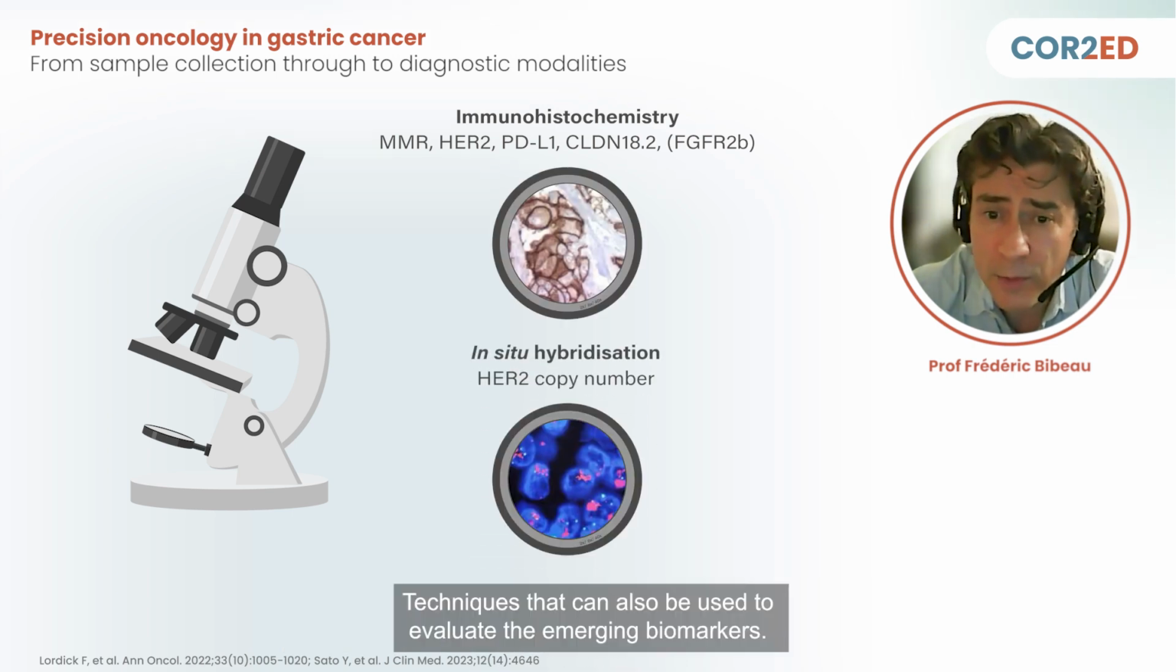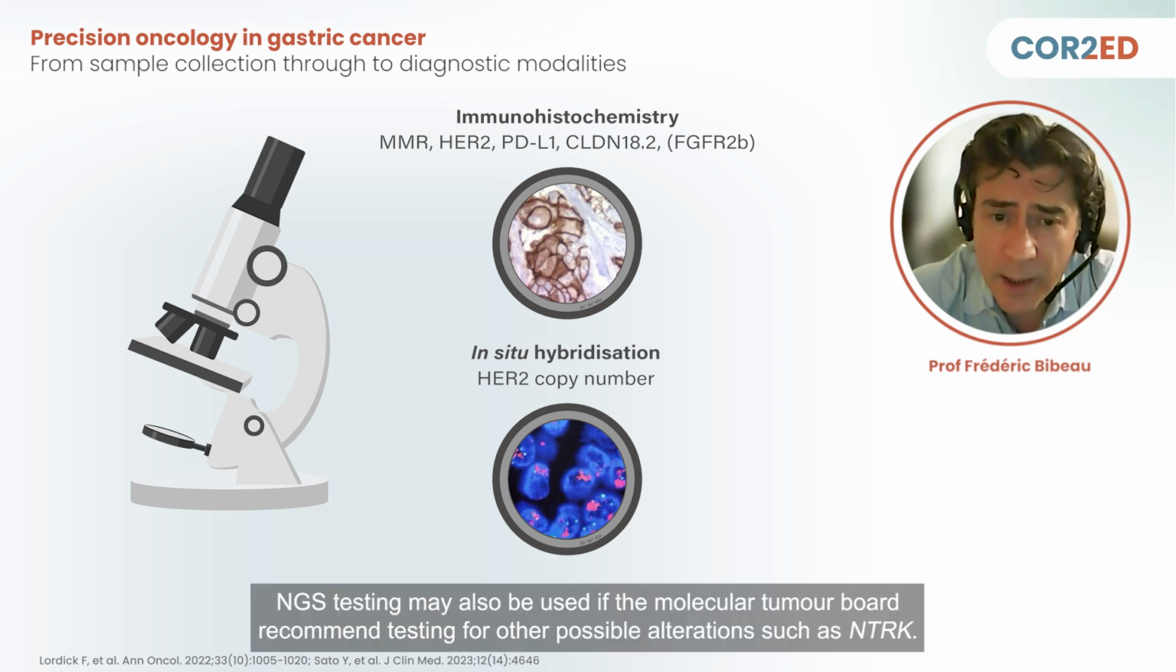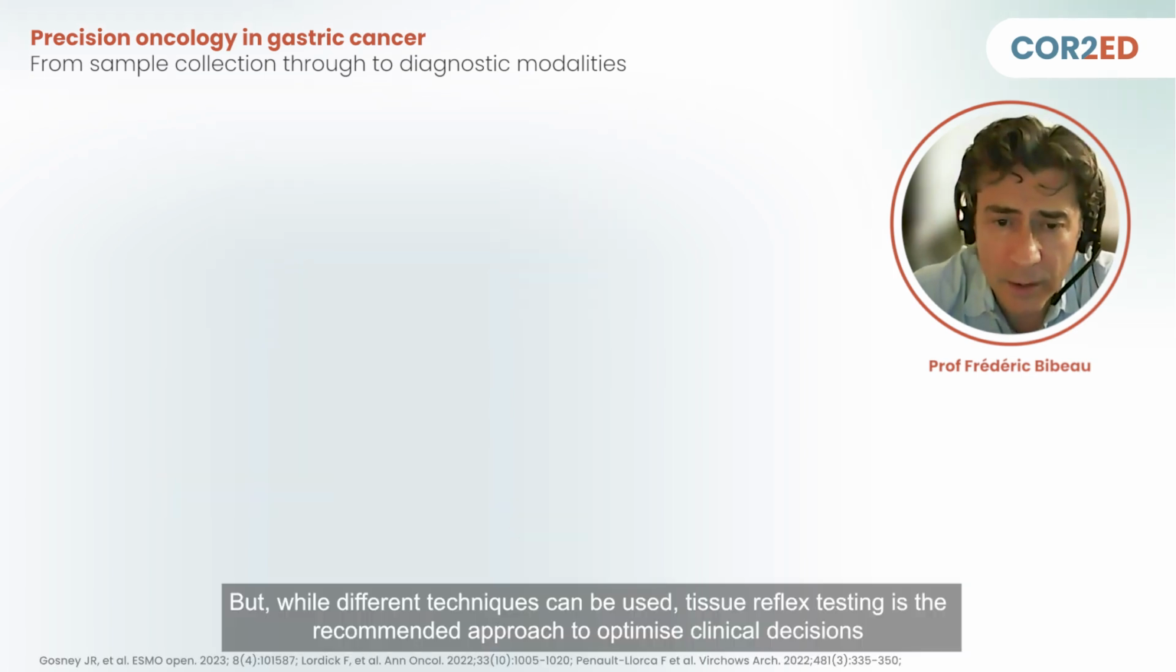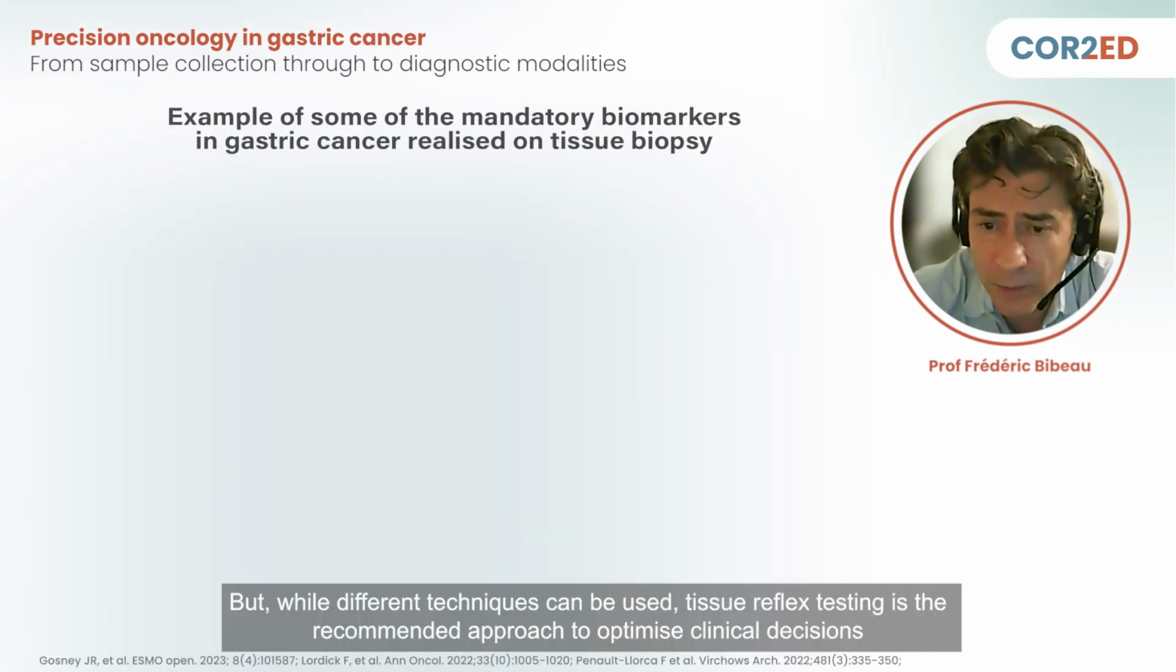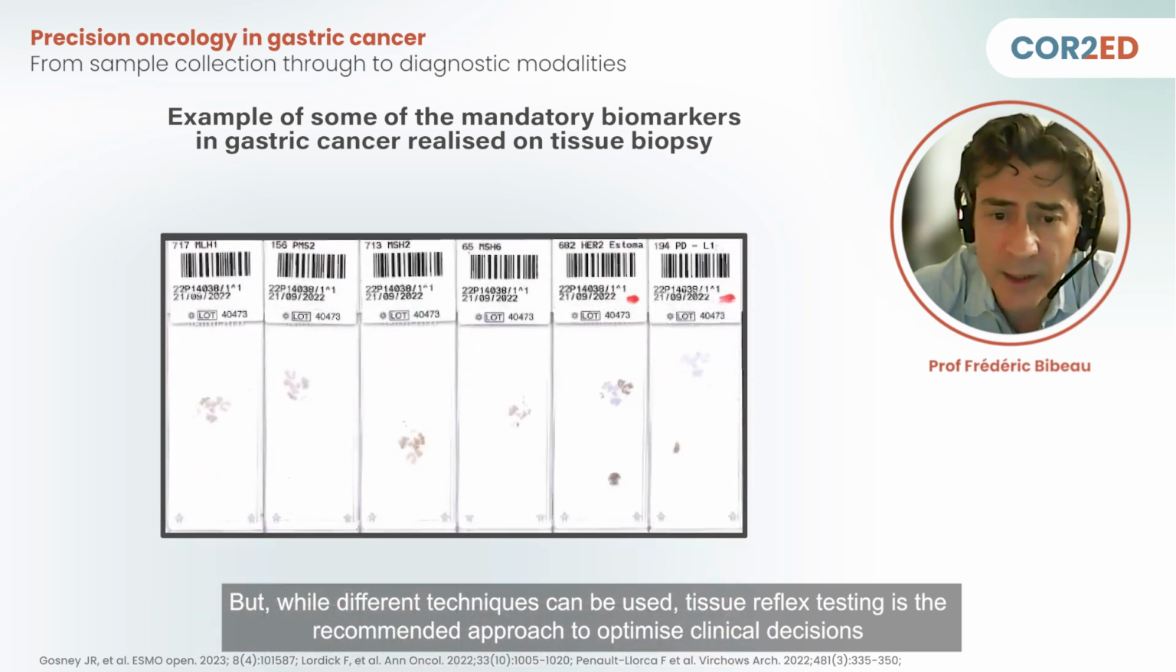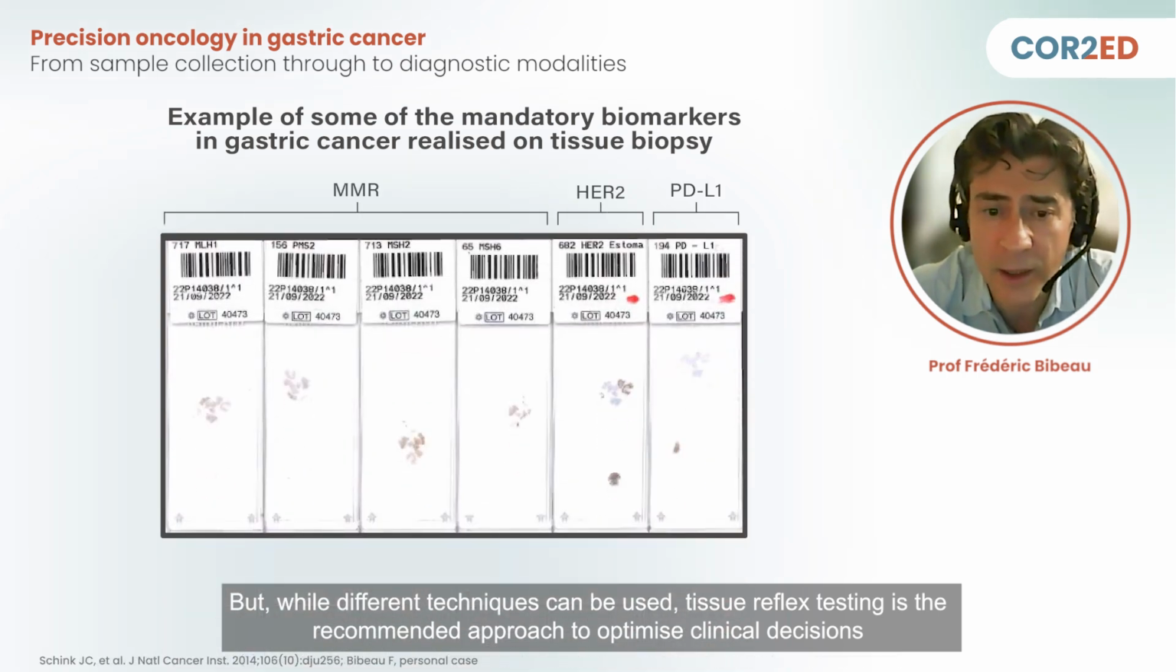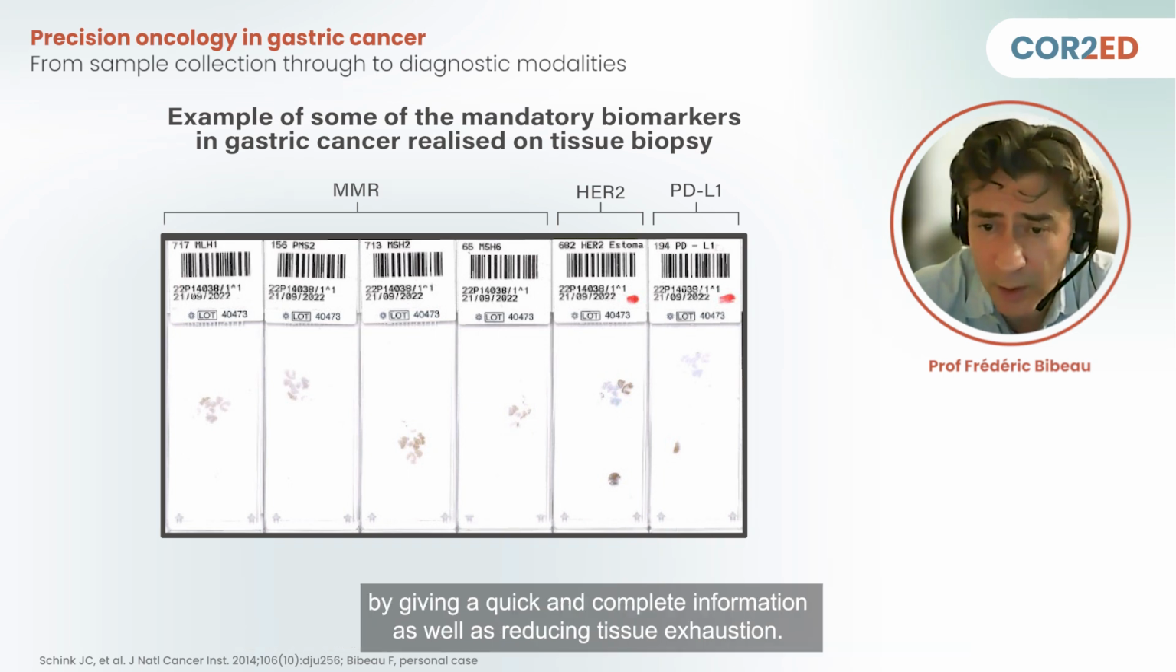The current biomarkers in use are evaluated using mainly immunohistochemistry or in situ hybridization techniques that can also be used to evaluate the emerging biomarkers. NGS testing may also be used if the molecular tumor board recommends testing for other possible alterations such as NTRK. But while different techniques can be used, tissue reflex testing is the recommended approach as optimized clinical decision by giving quick and complete information as well as reducing tissue exhaustion.